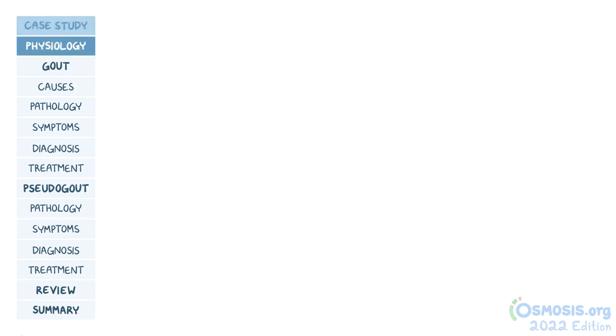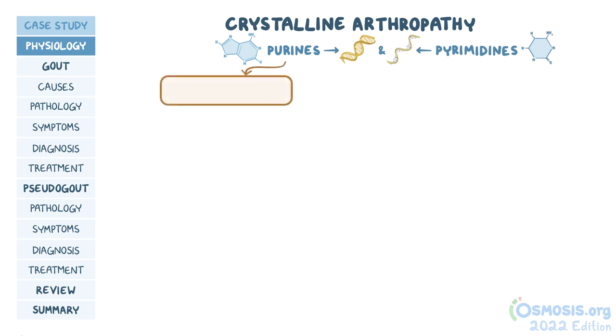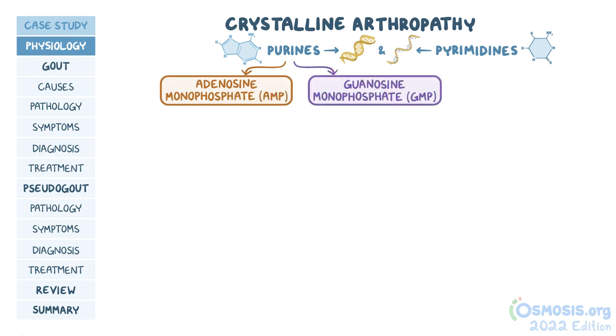Now, both seem to have some type of crystalline arthropathy. But let's talk about physiology first. Purines, together with pyrimidines, are key components of nucleic acids like DNA and RNA. Purines are first broken down into adenosine monophosphate, or AMP, and guanosine monophosphate, or GMP.